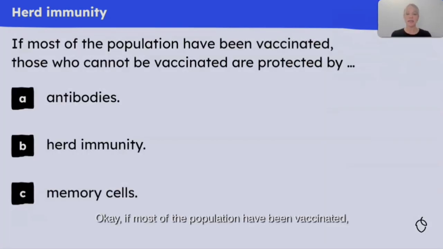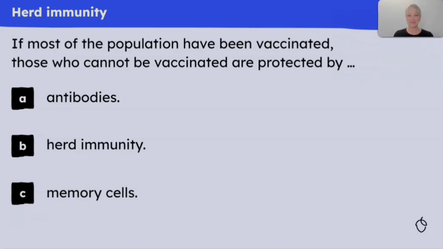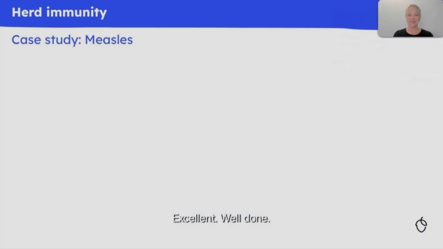Okay, if most of the population have been vaccinated, those who cannot be vaccinated are protected by A, antibodies, B, herd immunity, or C, memory cells. I'll give you a moment to think about it, but if you need more time, please pause the video. Okay, did you get herd immunity? Excellent, well done. Okay, let's have a look at another case study then.